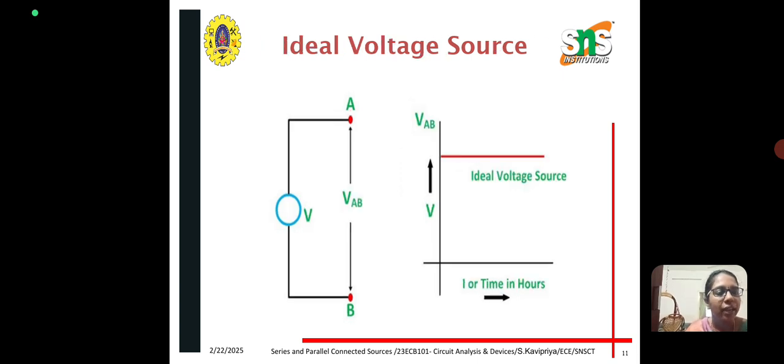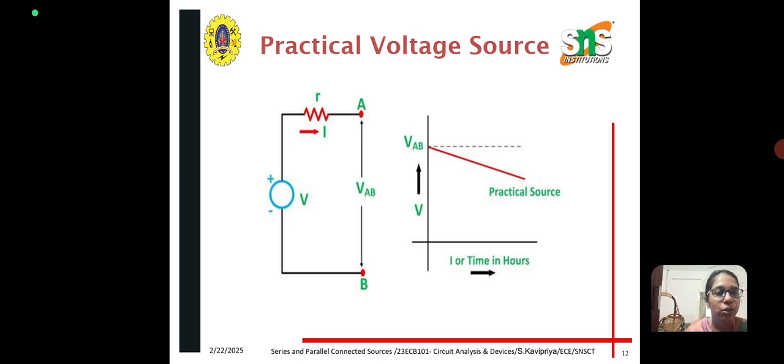And next is the ideal voltage source. In the case of an ideal voltage source, even if there is a change in the current or in the load, the voltage remains constant. Whereas in the case of a practical voltage source, whenever there is a change in the current or time, there will be a change in the voltage.